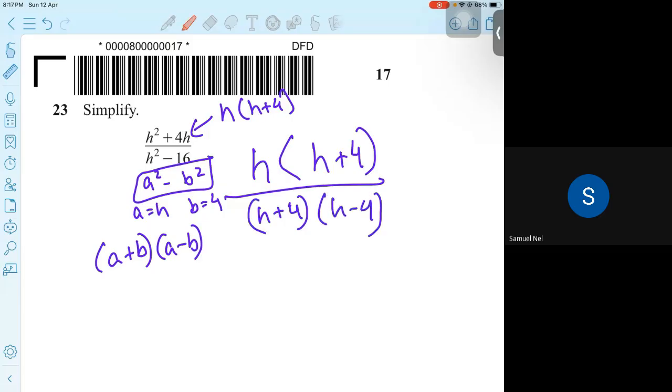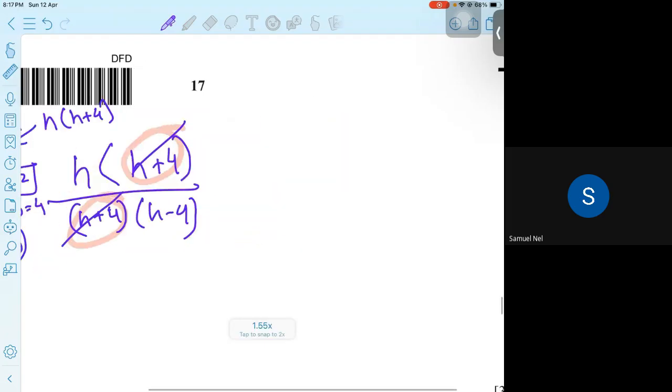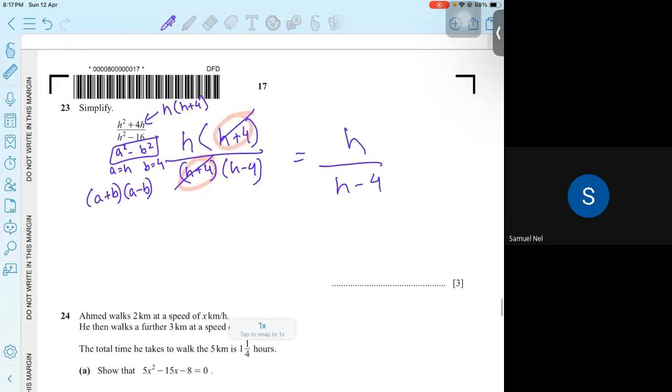And I can see that these two are equal, so this and this can get factored out. And I'm left with h over h minus 4. Sorry, so my answer is h over h minus 4.